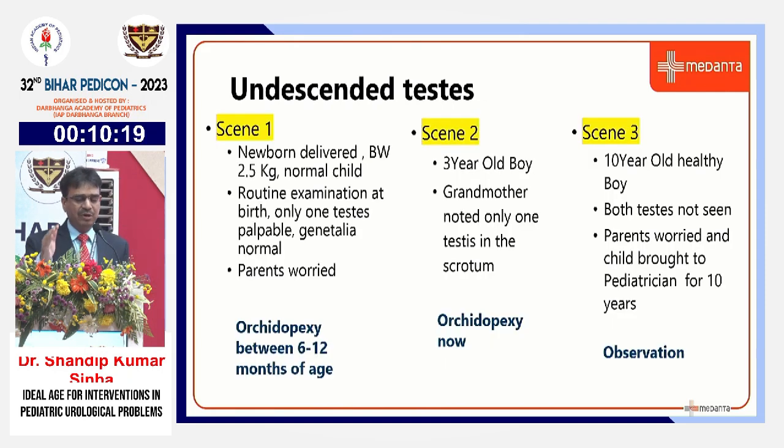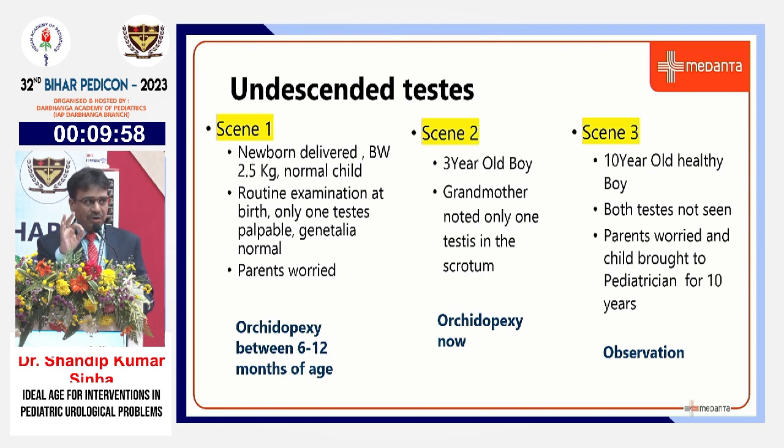And now coming to the guidelines: scene 1, a standard orchidopexy between 6 to 12 months of age, whether open or laparoscopic, the surgeon will decide. Second scenario, the missed one, definitely as soon as possible, get the orchidopexy done. And the last one, the third scenario, obviously observation is required.